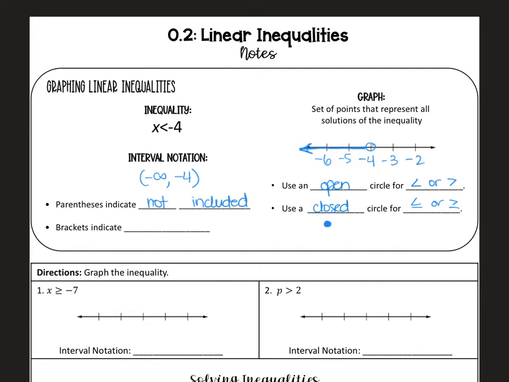So when it's negative infinity or positive infinity, you're always going to use parentheses. You can't contain infinity, so always use parentheses around negative infinity or positive infinity. But notice I also use parentheses around -4, and that's because x has to be less than -4. It can't actually be equal to -4. So -4 is not a solution of the inequality. So you have to use parentheses there to denote that -4 is not actually a solution.